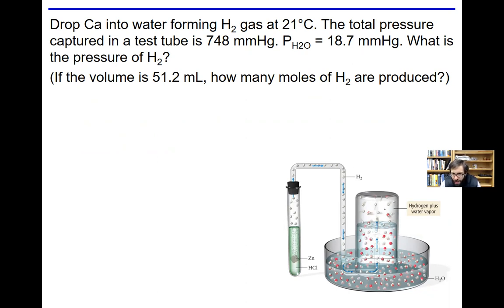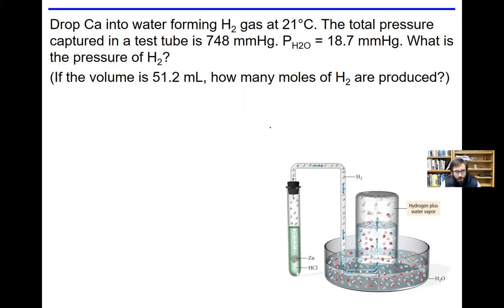And so what's going to happen up here is we're going to have a mixture of hydrogen, mostly hydrogen, but also some water vapor. And the amount of water vapor there is going to be due to whatever the vapor pressure is, the pressure of hydrogen. And we're given the vapor pressure of water here. It's 18.7 millimeters of mercury. And we are told that the total pressure captured in the test tube is 748 millimeters of mercury. What is the pressure of the hydrogen?